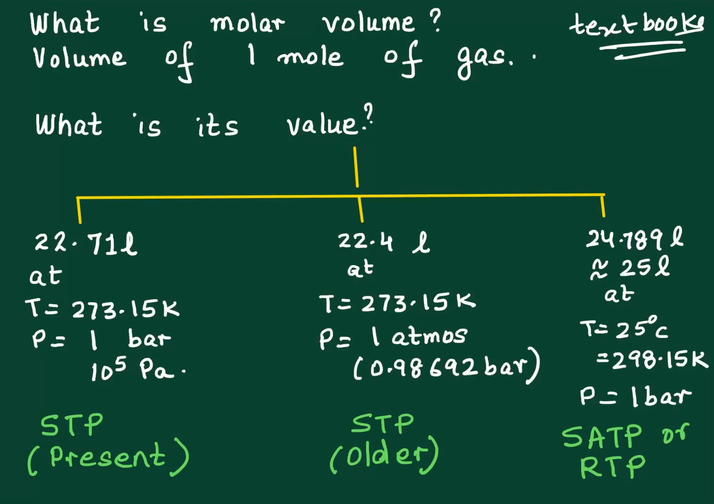So we say that 1 mole can be at STP, or it can be SATP or RTP. Oh, again, new terms, right? STP. If you notice, for two STPs, I have written different ones. One is the present, one is the older version. Students of different syllabi will be able to understand this very, very clearly, so you do not need to hop, skip, and jump to different videos. S for standard, T for temperature, P for pressure. But what is this standard?